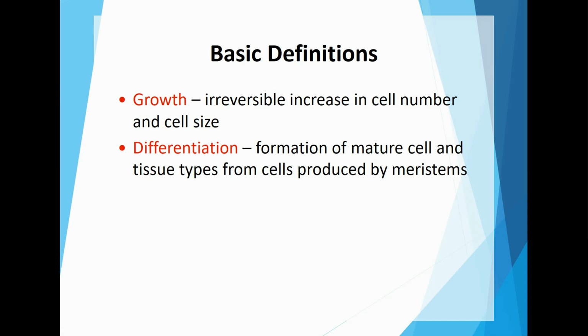Differentiation is when your meristematics produce cells and then tell them what cells or what tissue types they're going to be. Okay, they have been given their job, they have been differentiated.